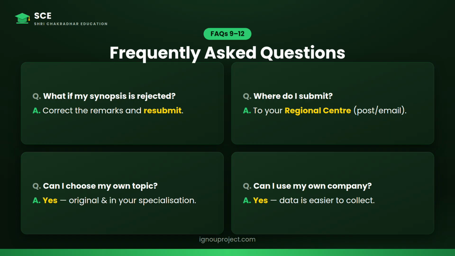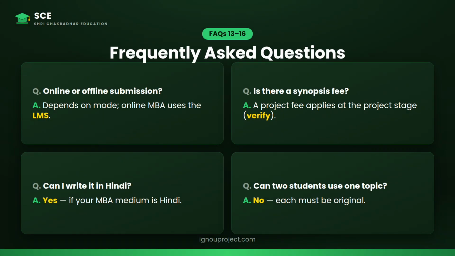Let's continue with the remaining 10 questions and then I'll tell you how we can help you get an approval-ready synopsis. Question 11. Can I choose my own topic? Yes. You choose your own topic, but it must match your specialization and be original. Question 12. Can I base my project on the company where I work? Yes, and it is often a smart choice because data is easier to collect from a place you already have access to. Question 13. Do I submit the synopsis online or offline?